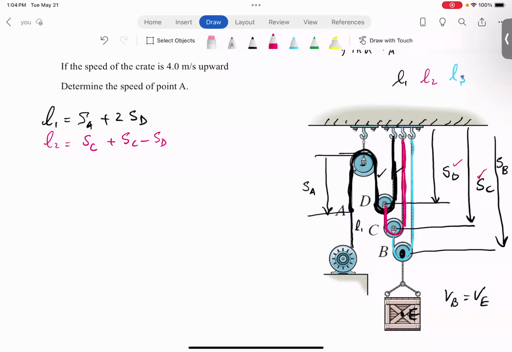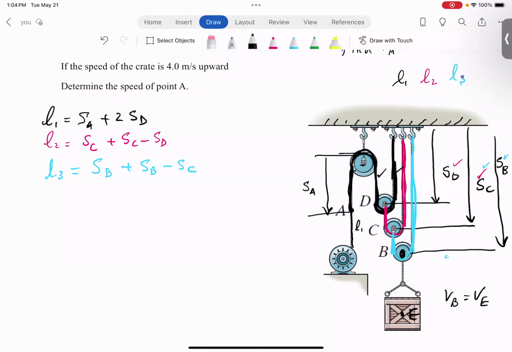And then finally, let's go to rope number 3. I'll use blue. So what do we have again? This guy is S sub B, right? And what about this piece here? This piece is the difference between S sub B and S sub C. So S sub B minus S sub C.